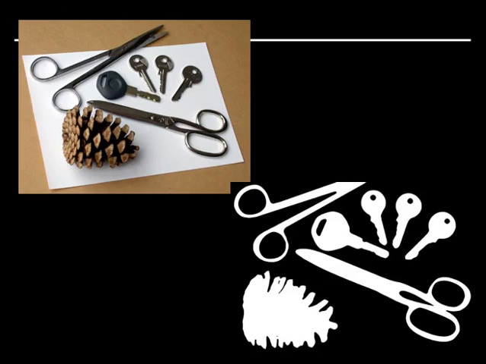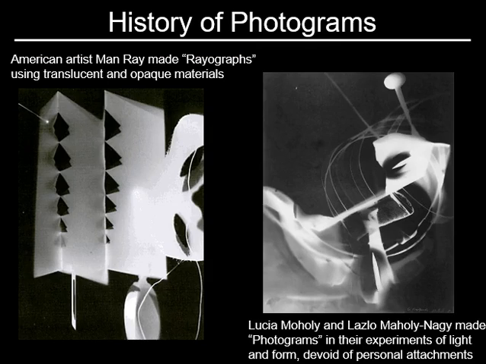Next, we have the basic concept of creating a photogram. Here we have objects placed on light-sensitive paper in the upper left-hand corner, and then in the lower right-hand corner is sort of what you can expect from exposing this light-sensitive paper with the objects on top of that paper to light, and then developing it in the darkroom. A little bit more of the history.